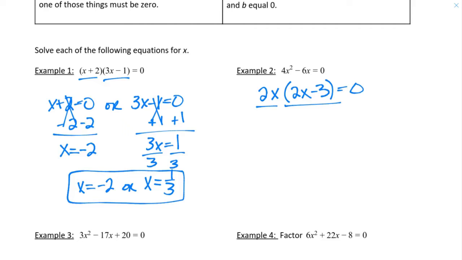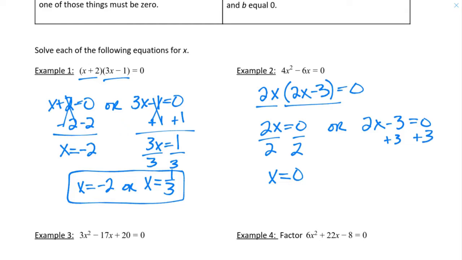So since 2x times the quantity 2x minus 3 equals 0, we know that either 2x has to be equal to 0 or 2x minus 3 has to be equal to 0. We'll go ahead and solve those equations separately. So over here we divide by 2, and we come up with x equals 0. On the other side, you can add 3, and then divide by 2. And we come up with a solution over there of 3/2. So in this one, we know that x is equal to 0 or x is equal to 3/2.